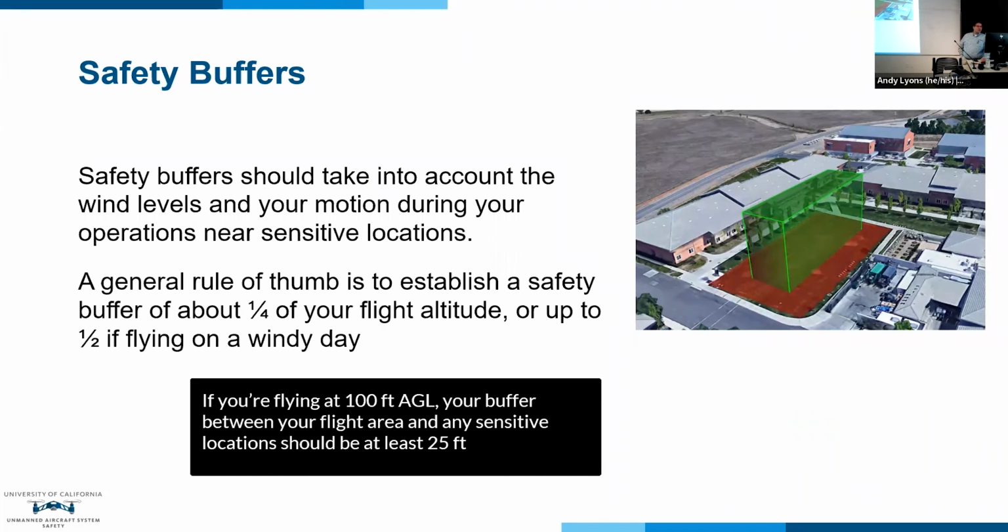Now, a general rule of thumb I like to do is my safety buffer should be at least 1/4 of my flight altitude. So if I'm flying at 400 feet, I'm maintaining a safety buffer of 100 feet between my drone and any pedestrian walkway or roadway. Now, that's pretty conservative, right? It's kind of big, but that works for a general rule of thumb. It may even be higher if I'm planning on flying on a windy day.